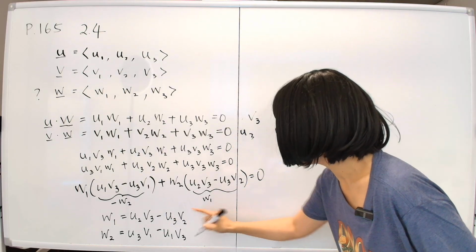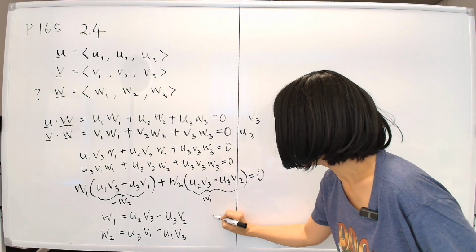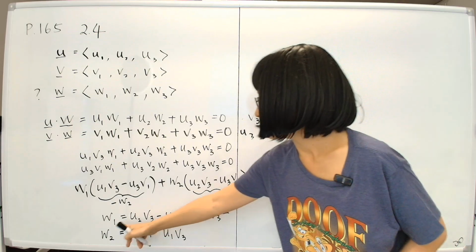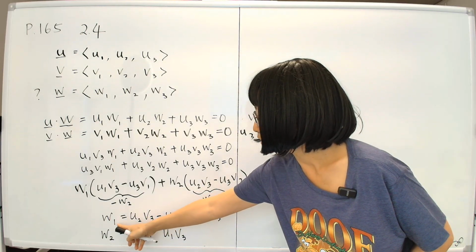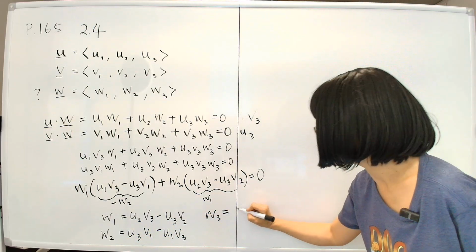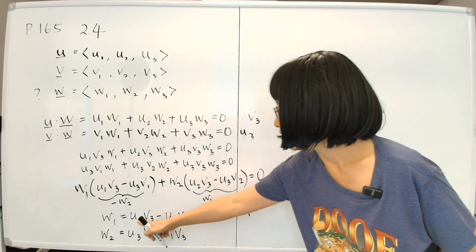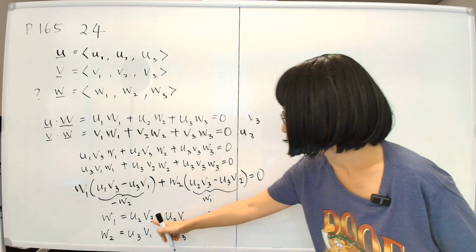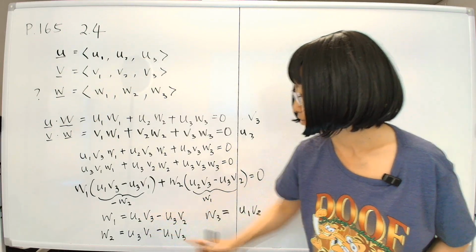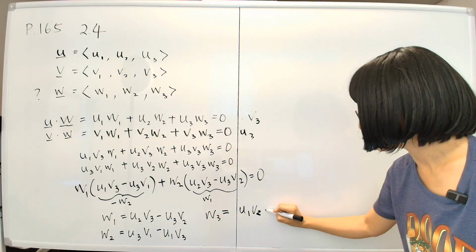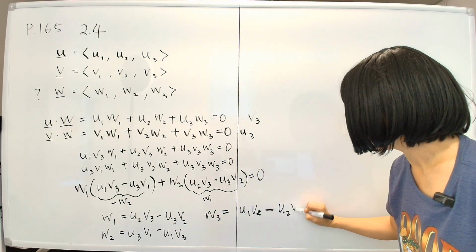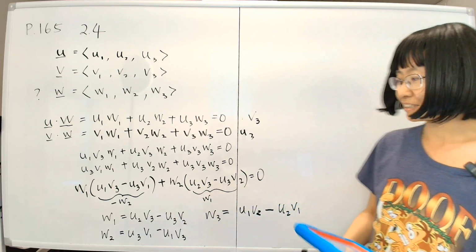Or we can just look at the pattern. What is W3? W3 equals U1V2 minus U2V1. If you follow the pattern, 1 goes to U2, 2 goes to U3, so 3 should go to U1, and then times V, the one that's more than that, so it goes to V2. And U2 goes to V3, so U1 goes to V2 minus, and then the one above it, which is U2, and then V1. And that, following the pattern, should be the answer.